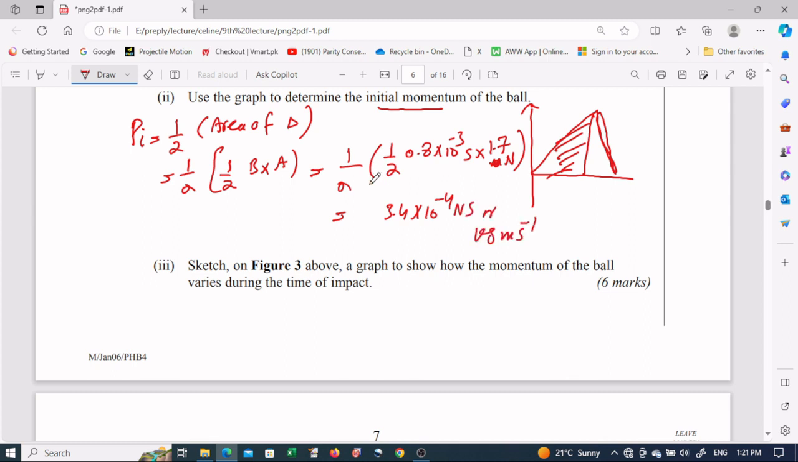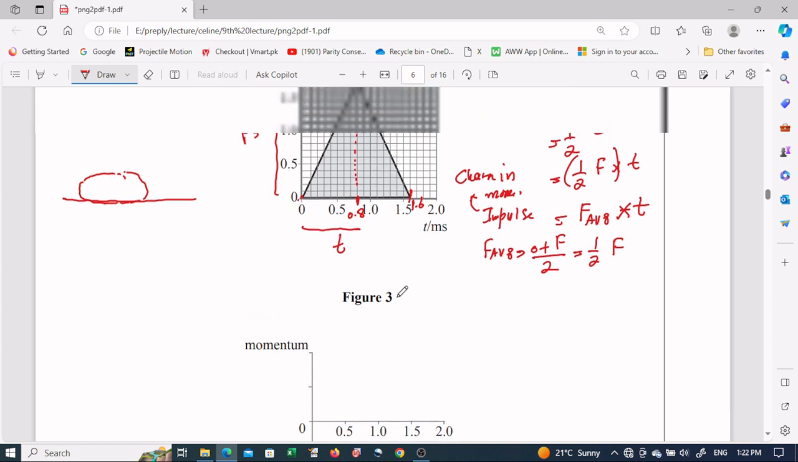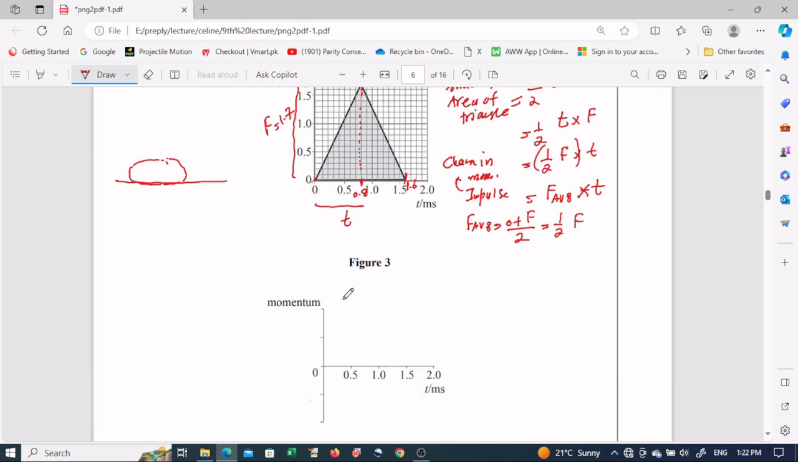Okay, now for the third part, sketch on Figure 3 graphs to show the momentum against time. So we will have to find the momentum time graph for this whole scenario. First of all, the momentum time graph must be proportional to the velocity time graph. I will discuss this again.